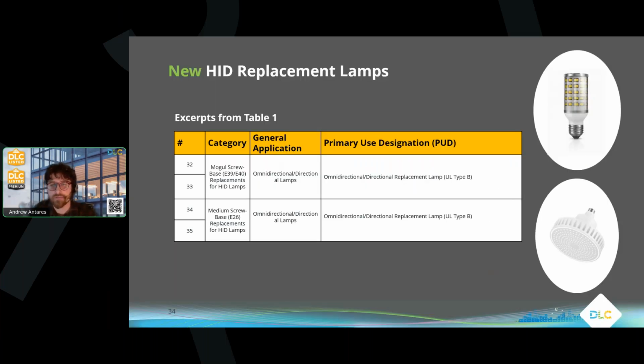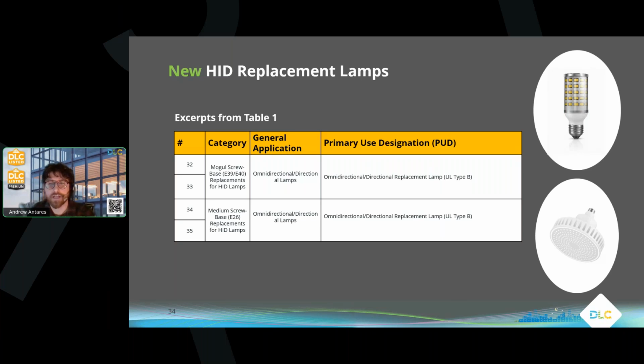The last of the new additions to PUDs are omnidirectional/directional replacements for HID lamps. We haven't removed any of the LAMP PUDs from version 5.1, but the lamps pictured here are just what we've added. The medium screw base category is entirely new, and adding this new PUD to the mogul screw base category fills in some gaps that weren't covered by the other mogul base PUDs, which are application specific, such as area and roadway, high bay, low bay, etc.